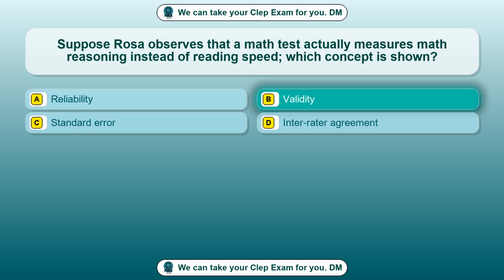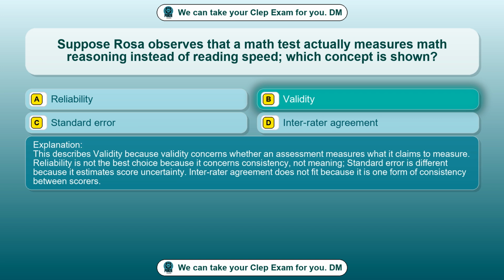Validity. This describes validity because validity concerns whether an assessment measures what it claims to measure. Reliability is not the best choice because it concerns consistency, not meaning. Standard error is different because it estimates score uncertainty. Inter-rater agreement does not fit because it is one form of consistency between scorers.